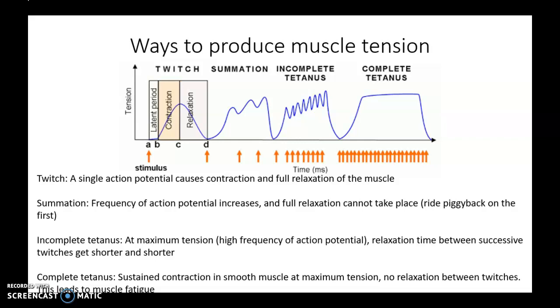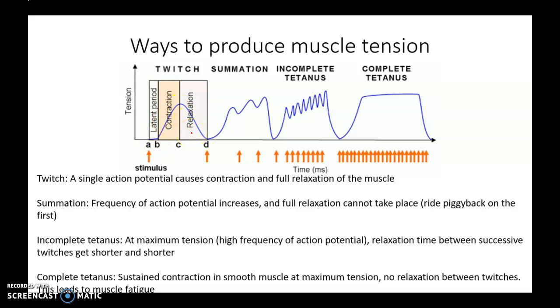Now on the x-axis, we also see some orange arrows. Those are stimuli, singular stimulus. And with time, we do notice that we increase the frequency of stimuli. Okay? All right. So let's focus on the very first graph here. This is called a twitch.